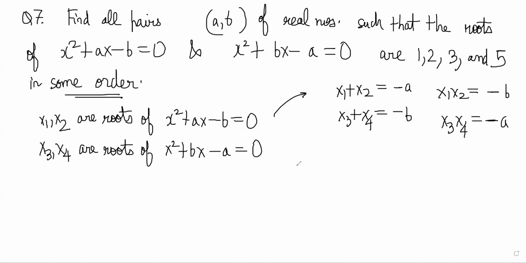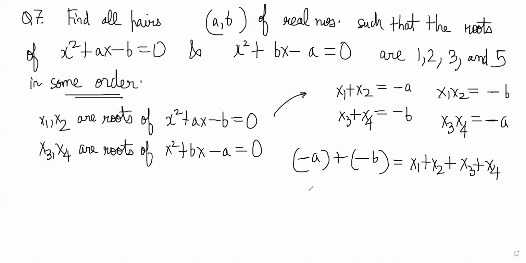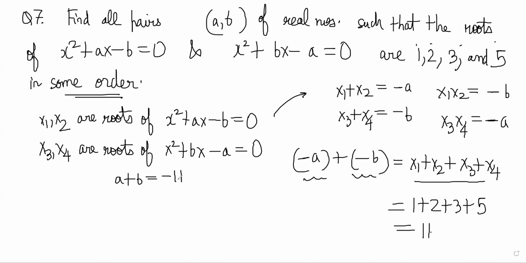So clearly we can say that minus a plus minus b is equal to x1 plus x2 plus x3 plus x4, and that is basically the sum of all the four roots, and the question has said that 1, 2, 3 and 5 are the roots. So this must be 1 plus 2 plus 3 plus 5. So this is 11. So we have minus a plus minus b is 11. Basically a plus b is equal to minus 11 we are getting.